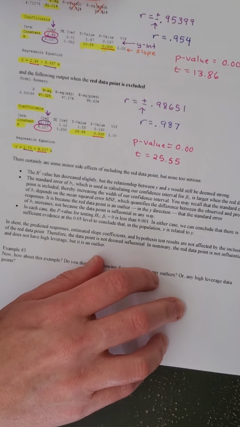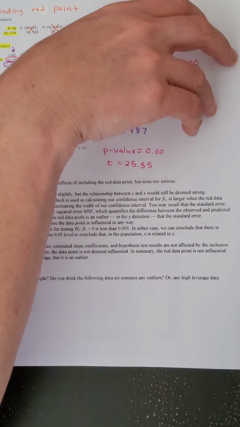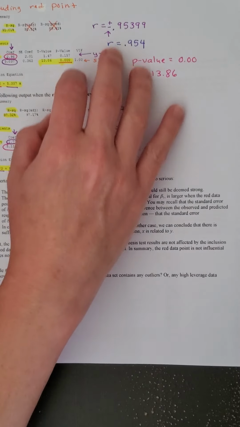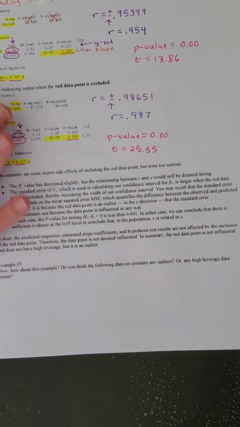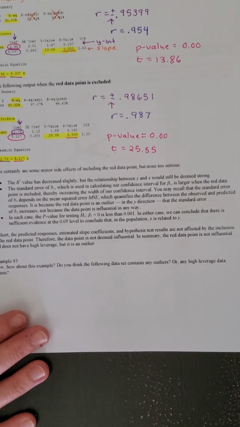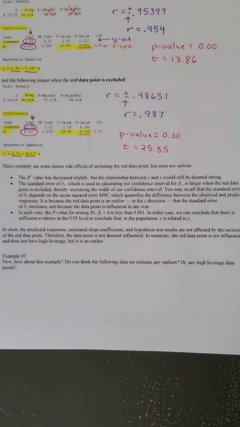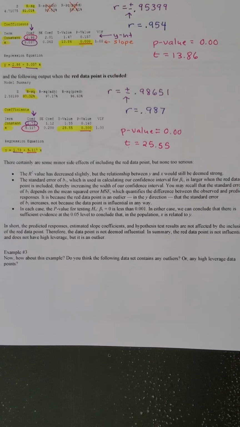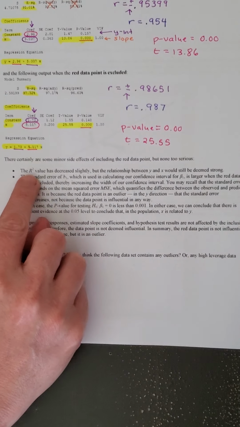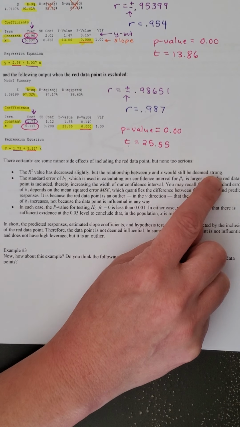All right, so that's a little bit of an intro into using a table of data like this. And you may just have a table of data given to you. So it's really important, extremely important that you can read that table. Okay, so now there's some minor side effects of including the data points, but none are too serious. So the R-squared value has decreased slightly, as you could see, but you would still describe it as strong.